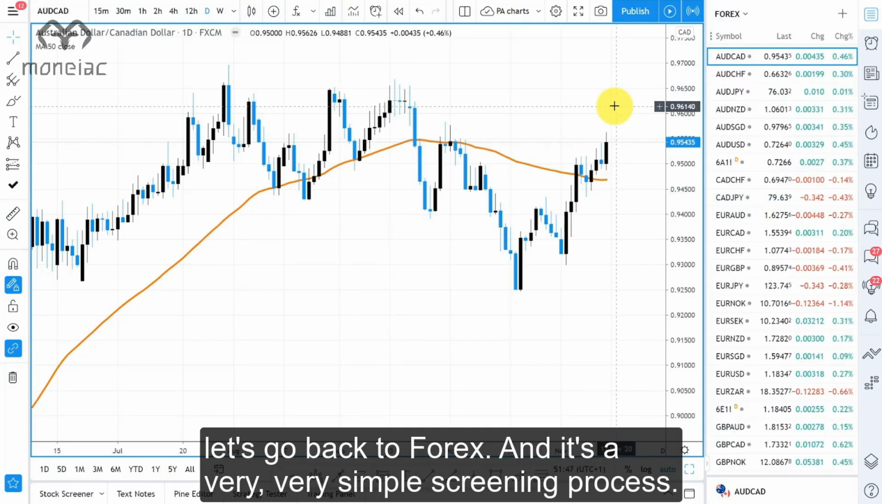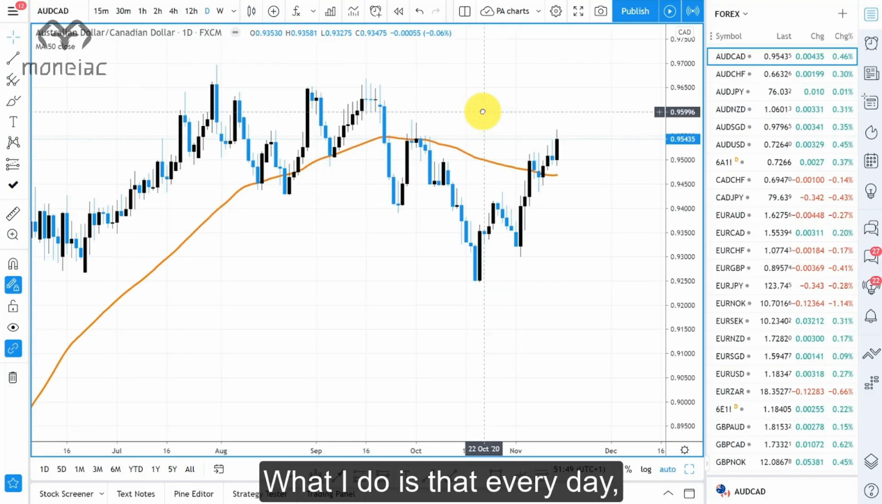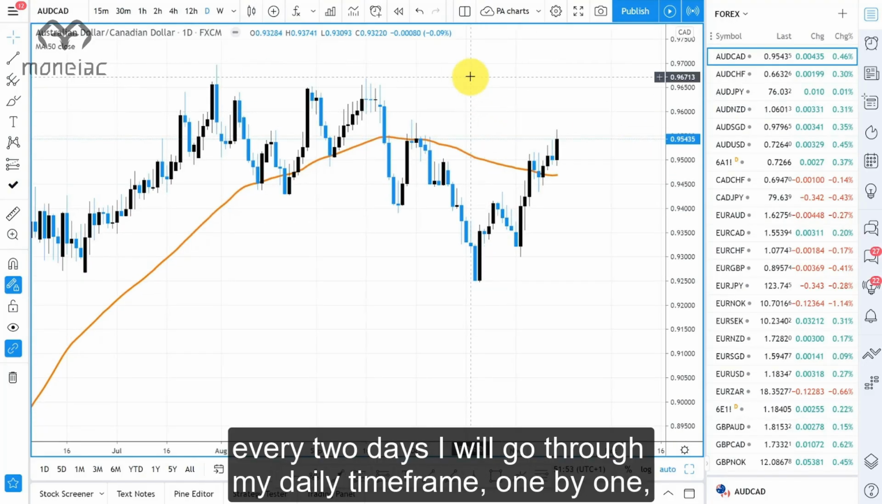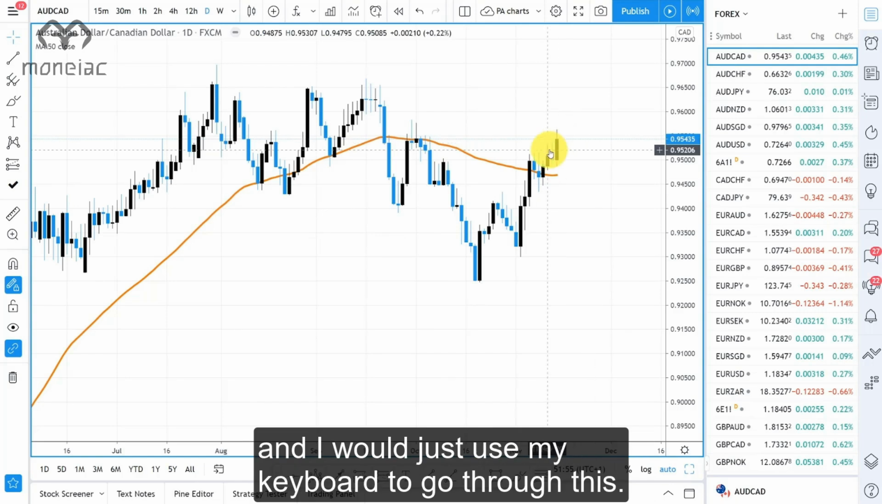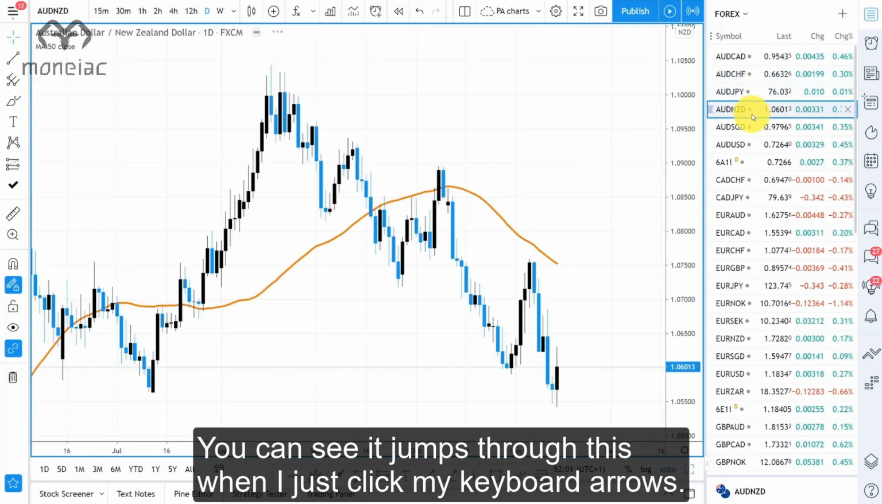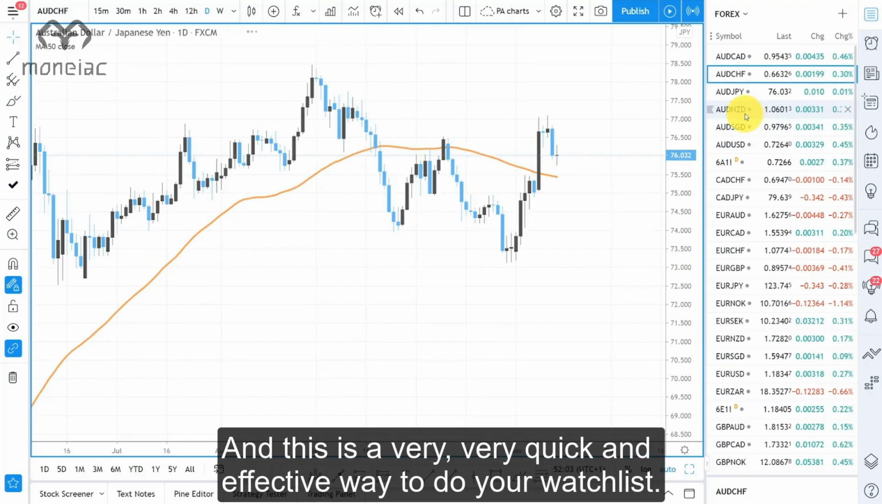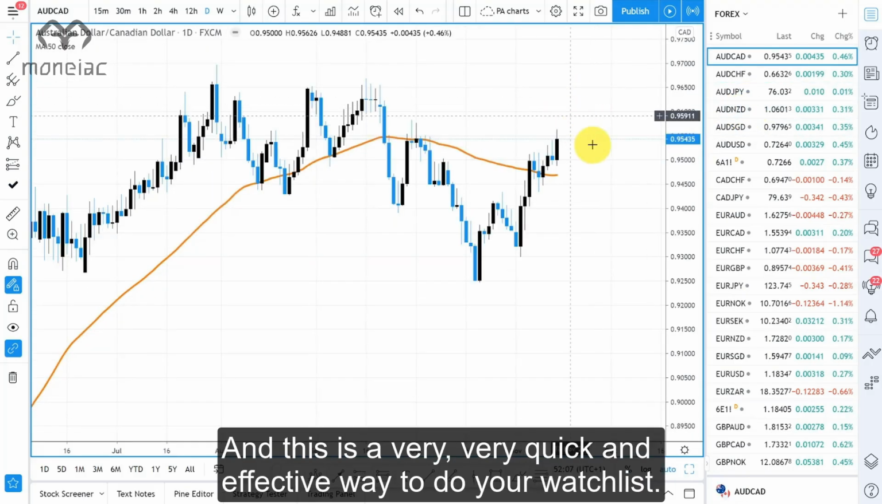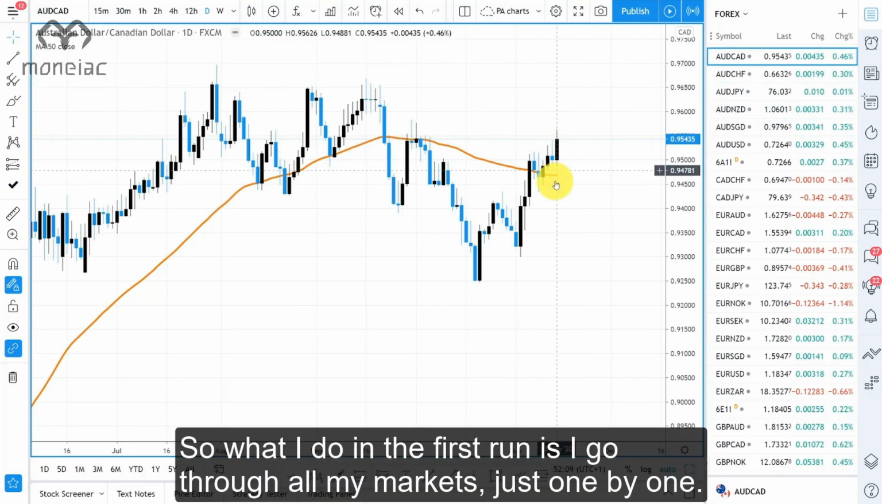It's a very, very simple screening process. What I do is that every day, or every 2 days, I go through my daily time frame one by one, and I just use my keyboard to go through this. You can see it jumps through when I click the keyboard arrows. This is a very, very quick and effective way to go through your watch list. So in the first run, I go through all my markets one by one.